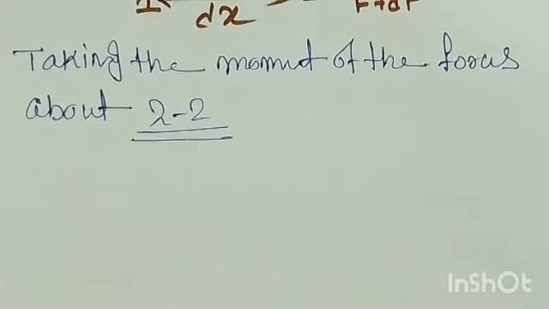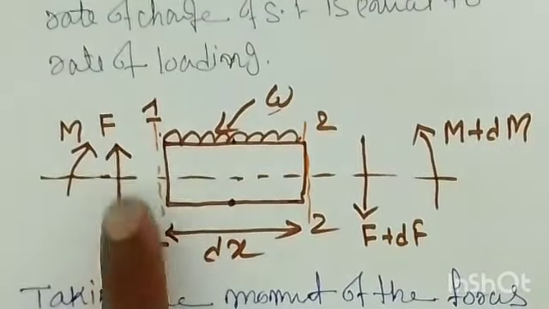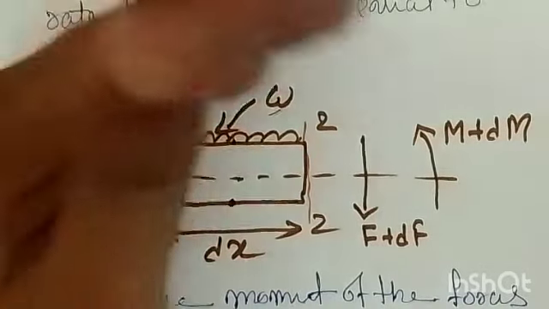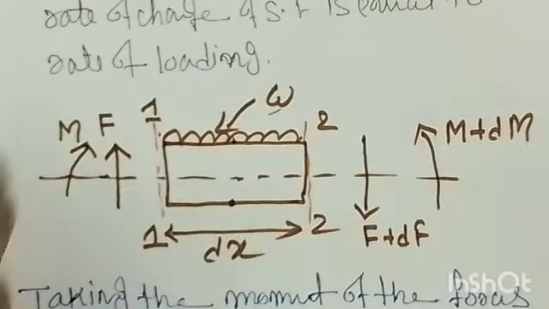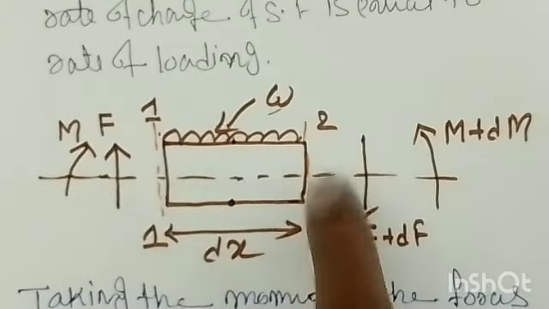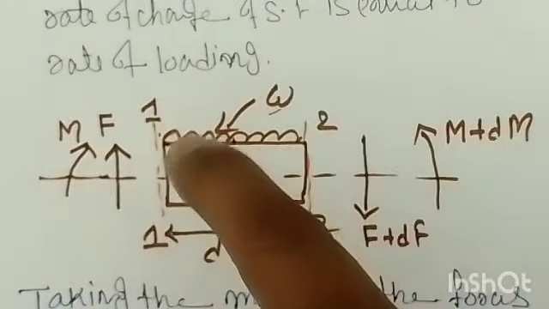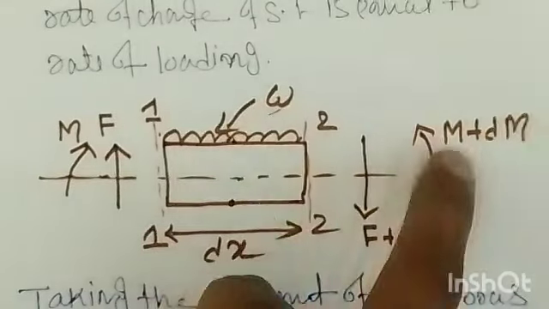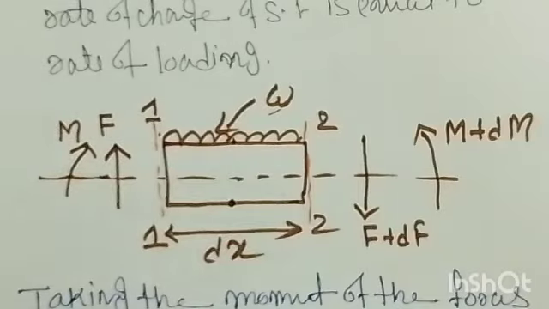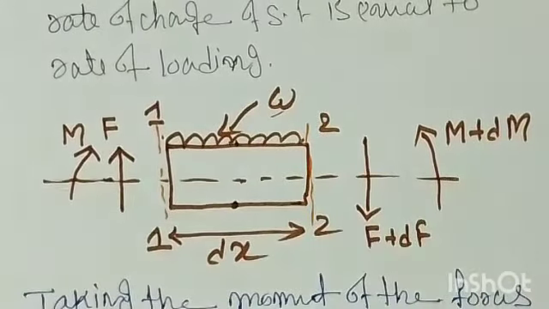So here you can see, first I'll tell you that this force F, when you are finding the moment about this point, will turn like this, which means clockwise, right? And M is also clockwise. When this W is acting downward and you are finding the moment about this one, it will be anti-clockwise, and this M plus dM is already anti-clockwise. So anti-clockwise moment I am going to take positive, and clockwise moment I am going to take negative.